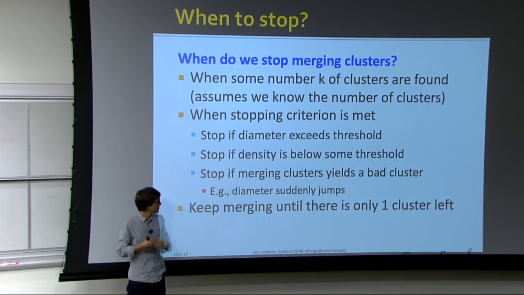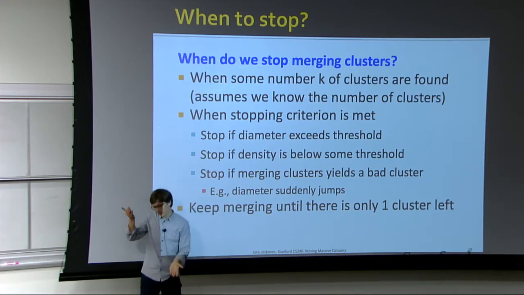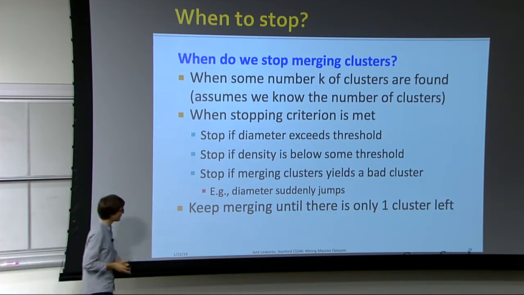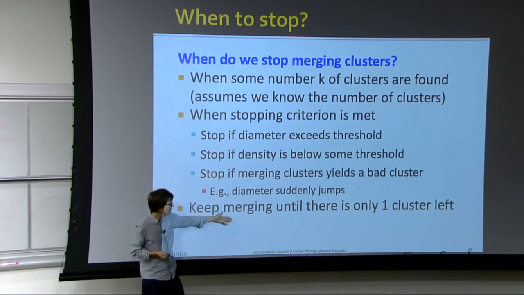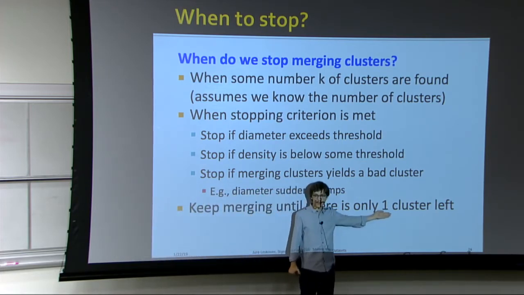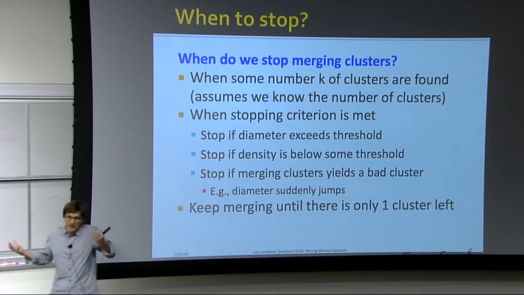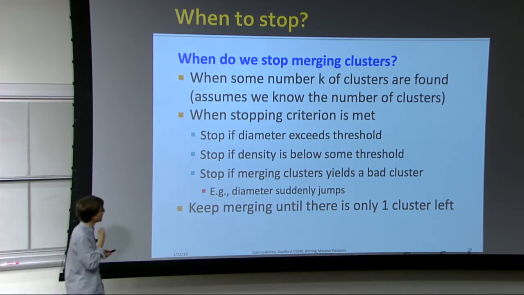They are not densely enough populated with points, and I want to stop. Or if merging two clusters yields a bad cluster. For example, you say, oh, the diameter jumped up. Obviously, I cannot keep merging while keeping clusters compact, so I will stop. And one way to stop is to keep doing the work until there's nothing left, which is basically you keep merging until one cluster is left, and then there's nothing else for you to merge, so you have to stop.